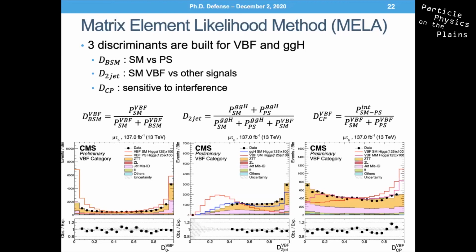And last, as I already showed, we construct this Mella discriminant that's sensitive to interference. This is again shown on the right for VBF production. And again, we've got different shapes for a mixed state shown in pink here, and a pure CP even state shown in red.